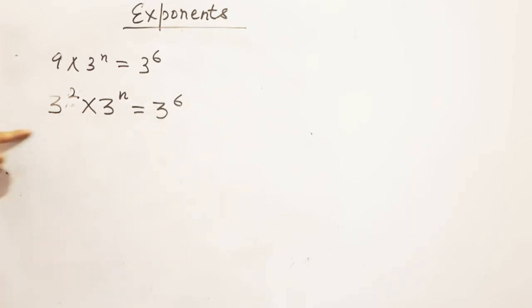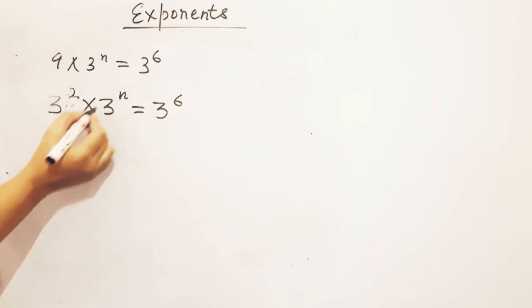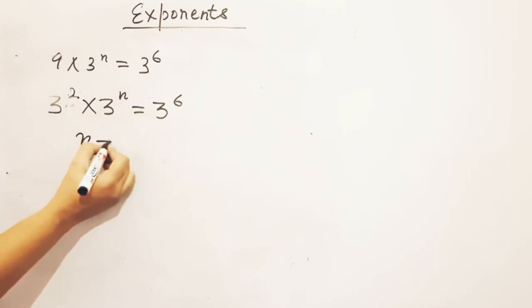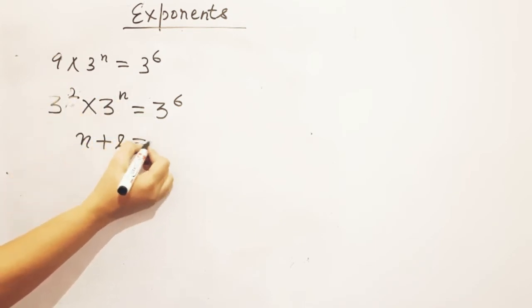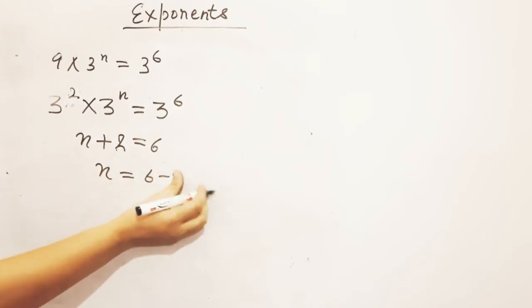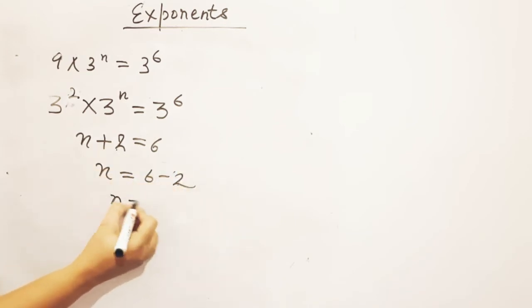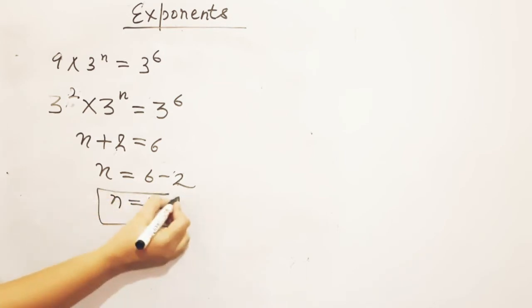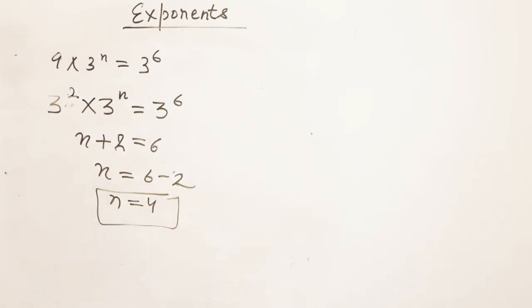Now the bases are same, we can equate the powers. So in multiplication the powers are added. So n plus 2 is equals to 6. Now this plus 2, once it will go on the right hand side, it will become minus 2. So what will be the answer of n? The value of n is equals to 4.